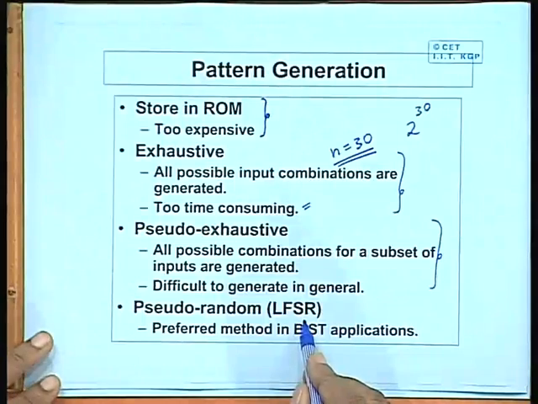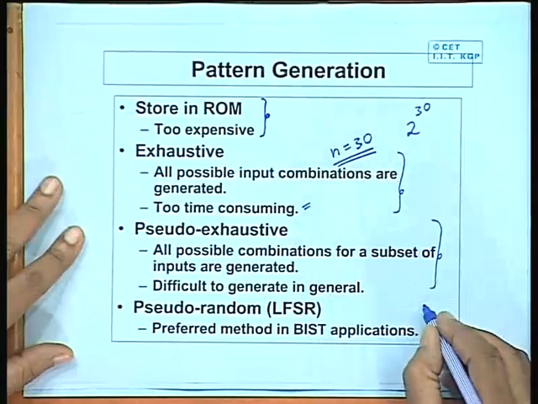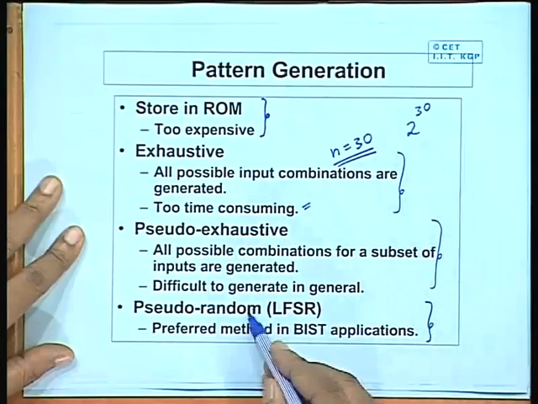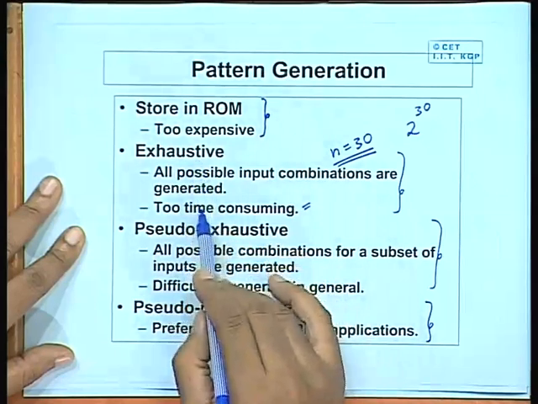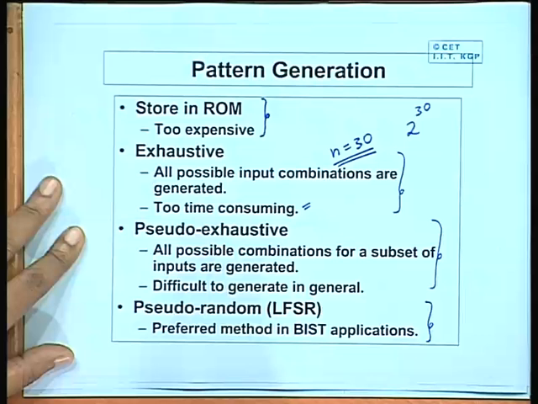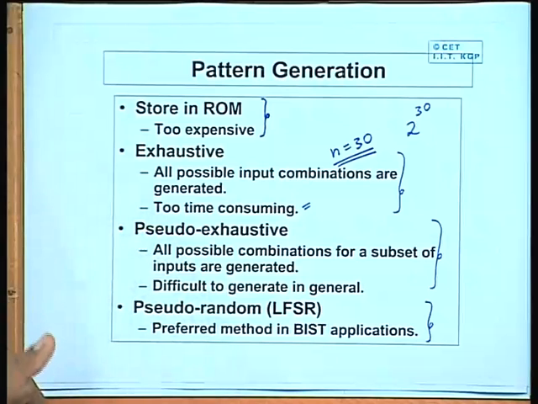And lastly, we have pseudo random patterns. Pseudo random patterns, in fact, are most widely used because they are the most easily generated and economical. Well, exhaustive can also be easily generated, but it is time consuming. But pseudo random patterns, we will see, are easy to generate and also quite practical. Okay. So, now let us look at how we can generate pseudo random patterns using a linear feedback shift register. Okay. Fine.